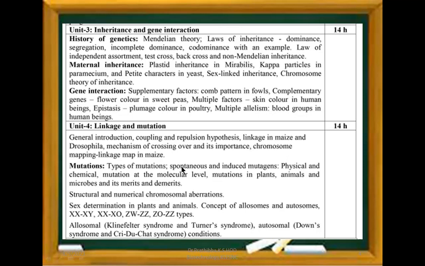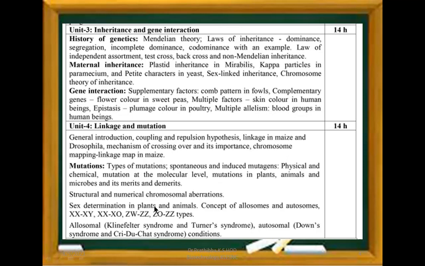Here you are going to study types of mutations, spontaneous and induced mutations. Then further, mutagens like physical and chemical mutagens. Then mutation at the molecular level, mutations in plants, animals, and microbes, and their merits and demerits. Structural and numerical chromosomal aberrations.